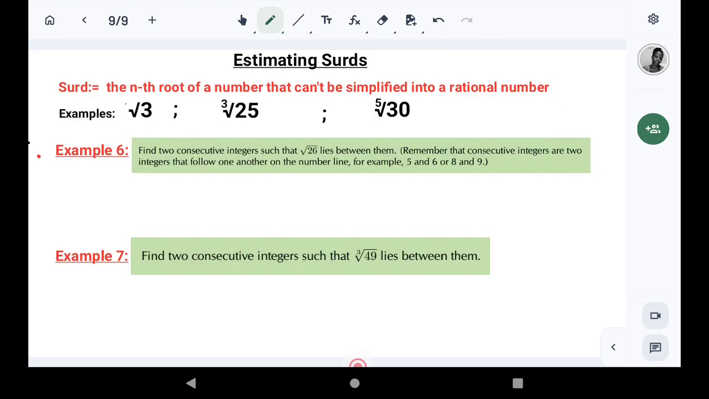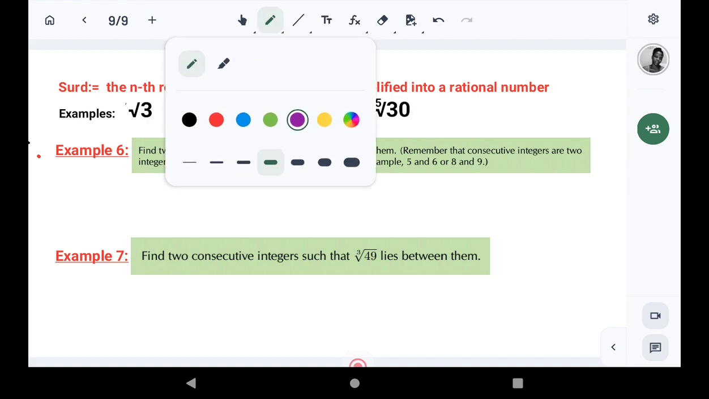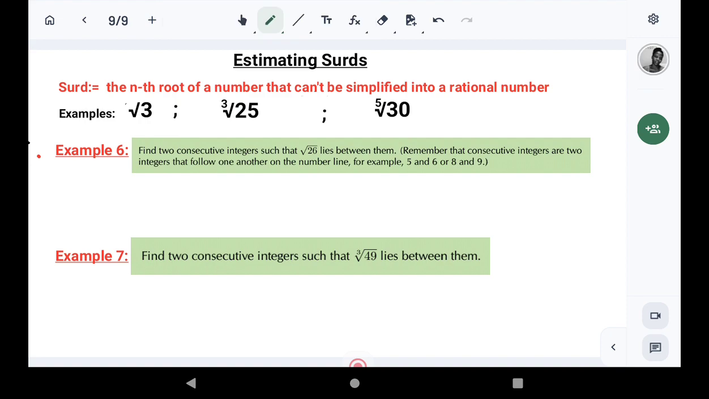Now the last bit, we're looking at how to estimate surds. A surd is the nth root of a number that cannot be simplified into a rational number. Your square roots of imperfect squares, your cube roots of imperfect cubes, and so on and so forth. Example 6 says, find two consecutive integers such that the square root of 26 lies between them. Remember that consecutive integers are two integers that follow one another on the number line, for example, 5 and 6 or 8 and 9. They must follow one another directly.